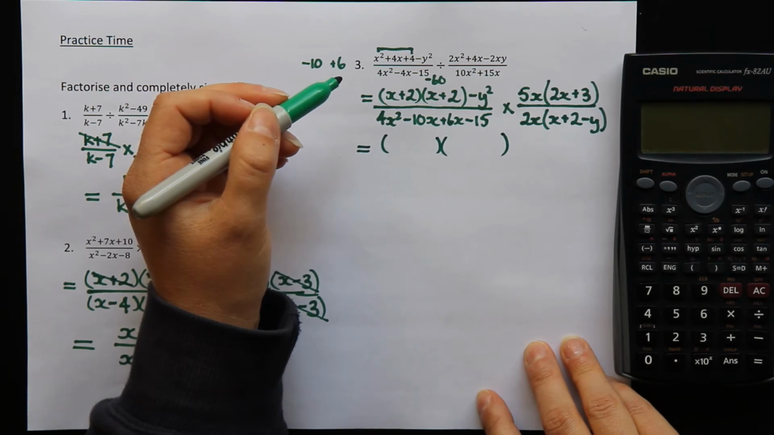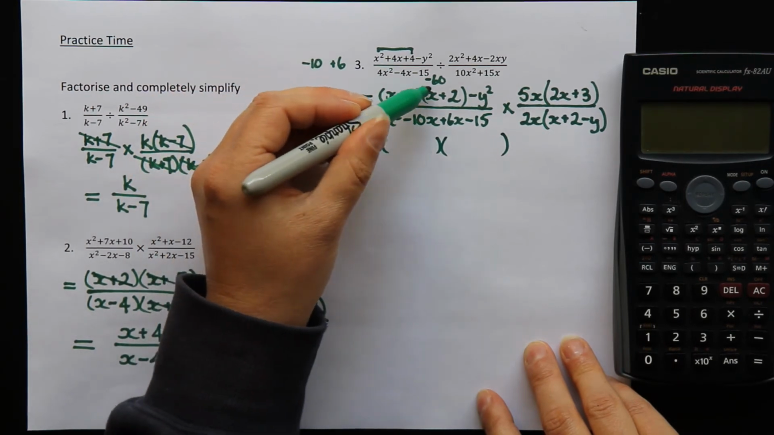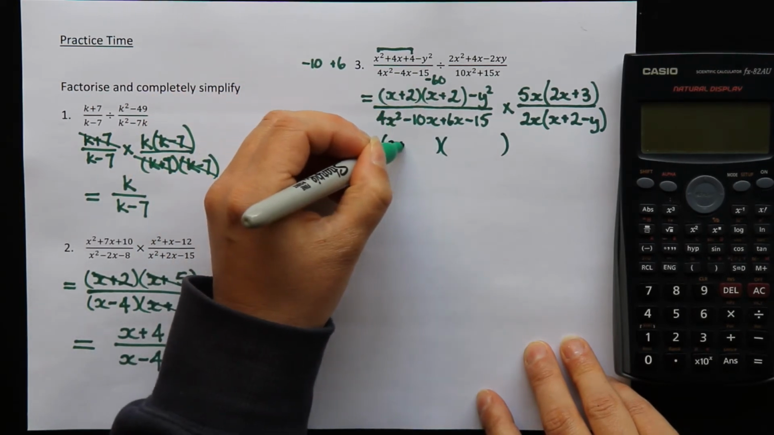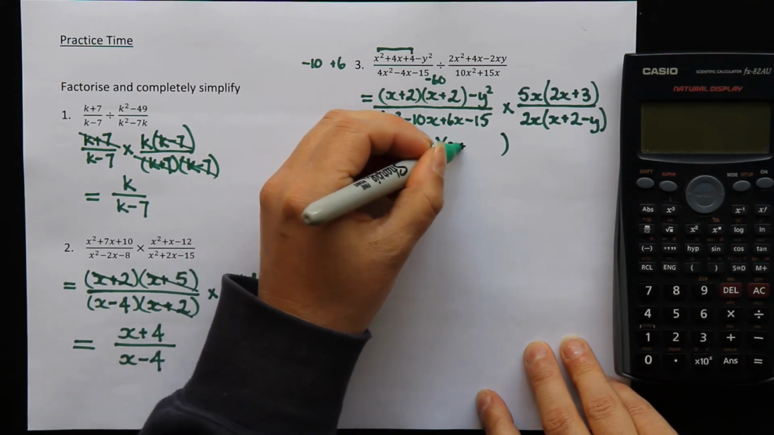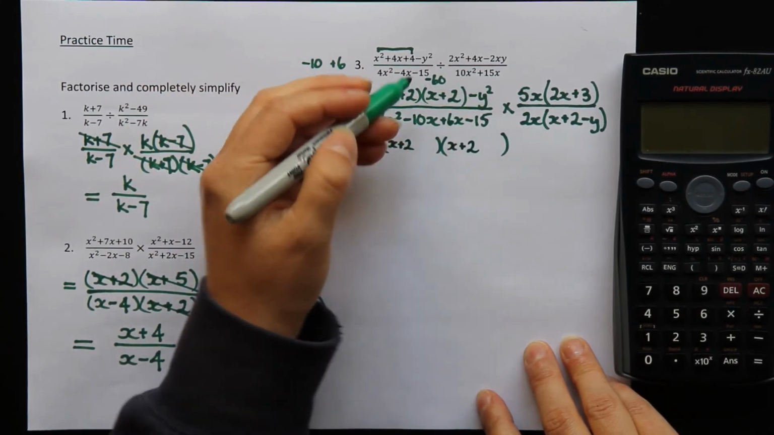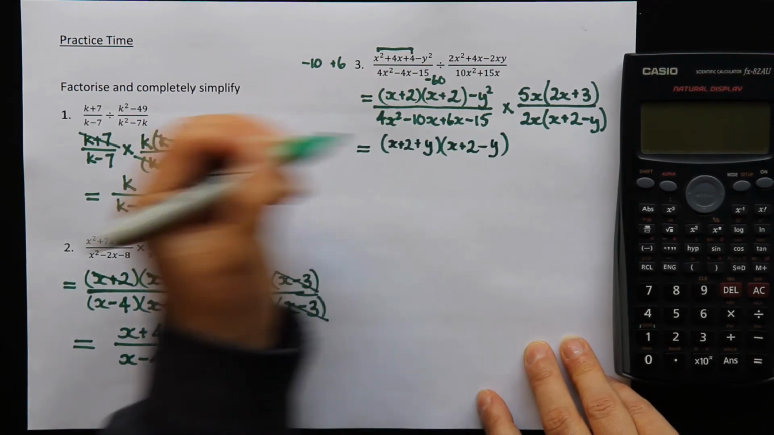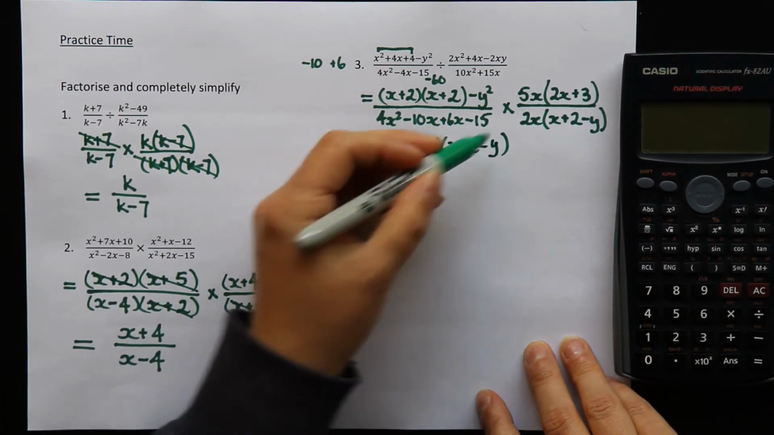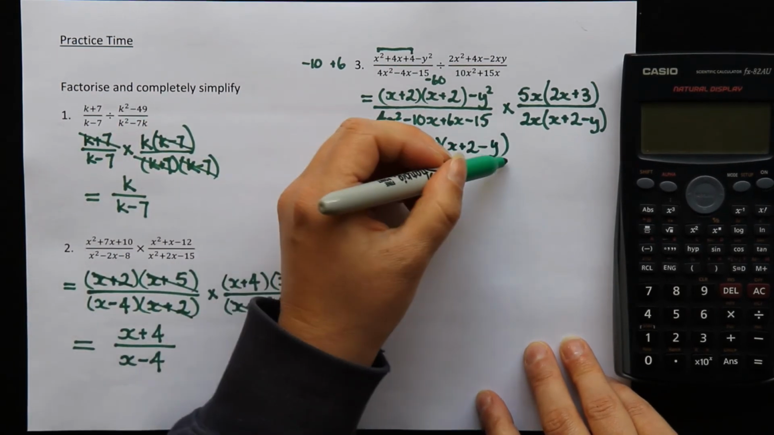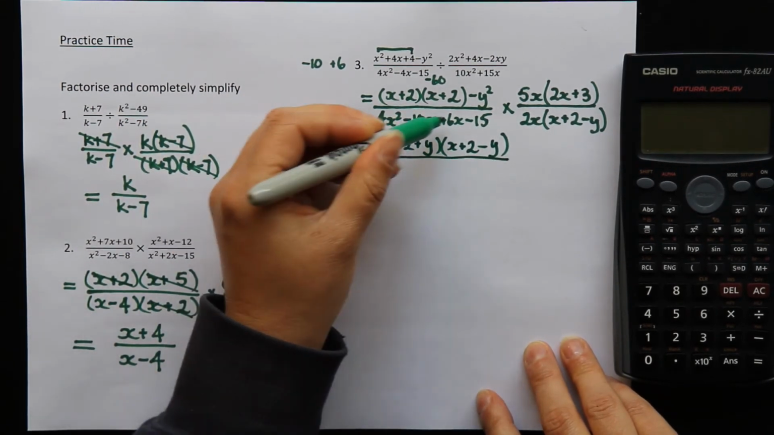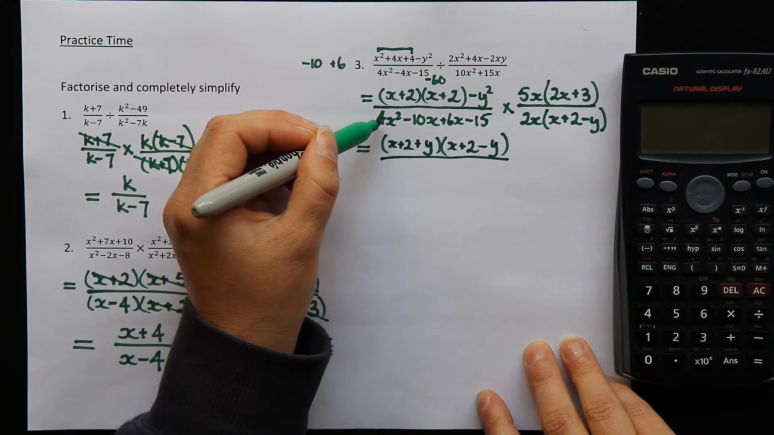2 big brackets. The square root of x plus 2 all squared is x plus 2. The square root of y squared is y, and one's a plus and one's a minus. Okay, now that is factorised, that's done. We still have some more factorising to do here on the bottom.